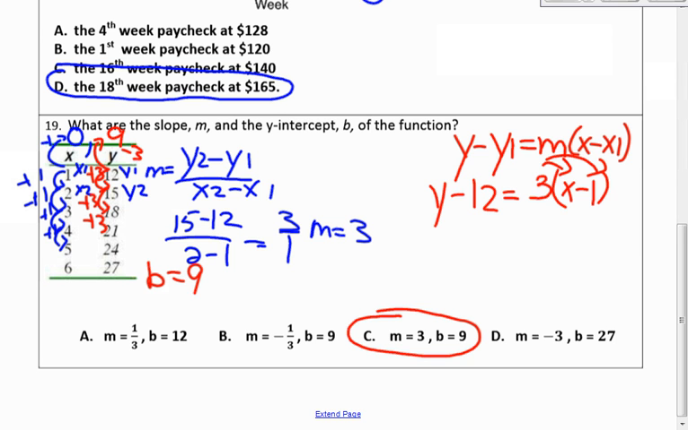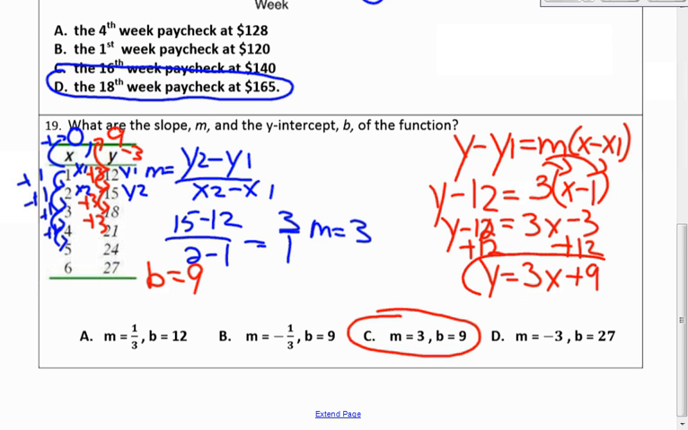Use the distributive property. 3 times x is 3x. 3 times negative 1 is negative 3. Bring down the y minus 12. Add 12 to each side. Y equals 3x plus 9 would be the equation of the line if you weren't able to work backwards and find out that 0 matched up with 9. You can identify the slope as 3 and the y-intercept as 9, which is the same thing we got when we worked backwards, again proving that C is the correct answer choice.